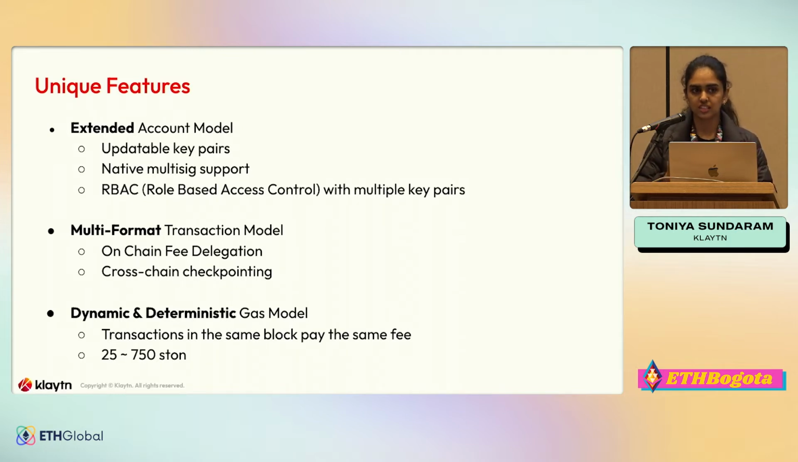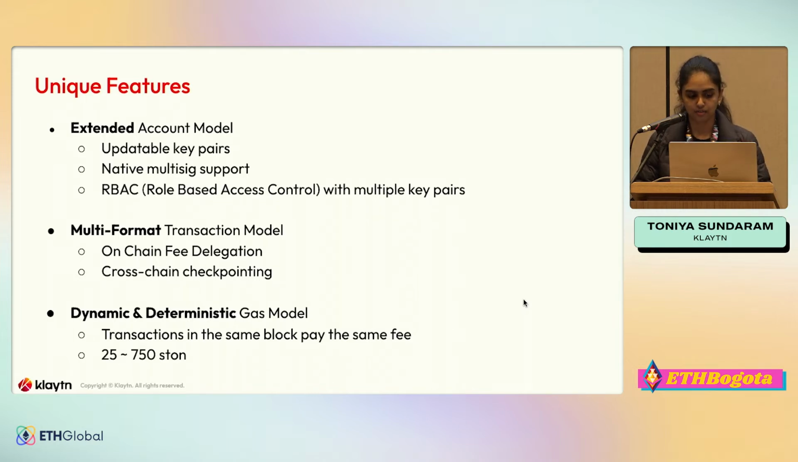So this gives us the ability to do native multisig support. But in other layers, you have to do the smart contract level multi-signature. And it also gives us the option to do role-based access control with multiple key pairs. For example, you can have one key pair just to update the permissions or to add or remove the key pair, one key pair just to execute smart contracts and one key pair to deploy smart contracts. So this is quite helpful because everything is on-chain. You don't have to write a separate layer of smart contract.